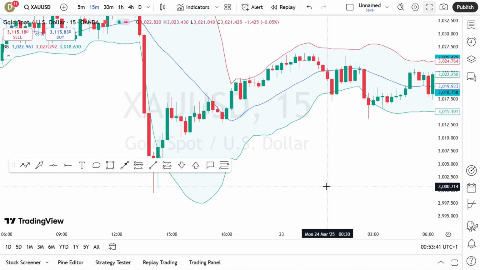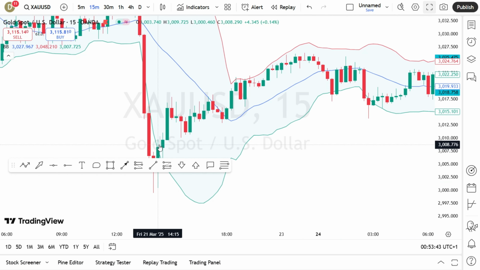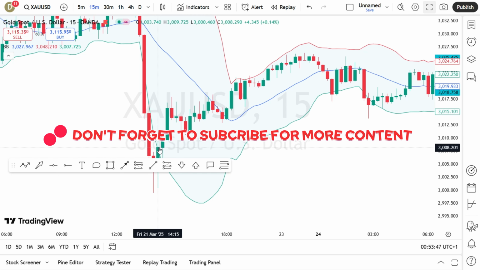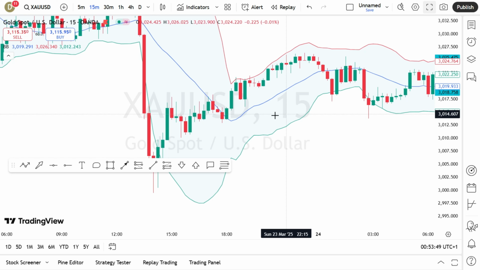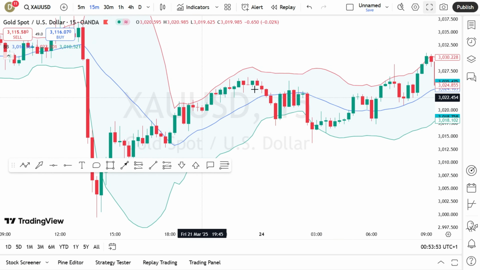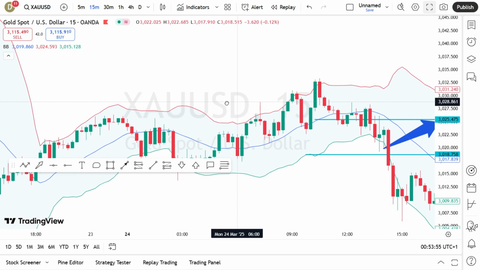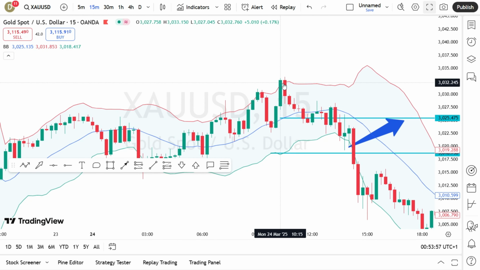wait for price to touch the lower band, sorry, the lower band, and you buy from there. Your TP1 will be the middle band. Your full TP will be the upper band. The same way, when price touches the upper band, you sell from there. Your TP1 will be the middle band, and your full TP will be the lower band. Okay? That's it.